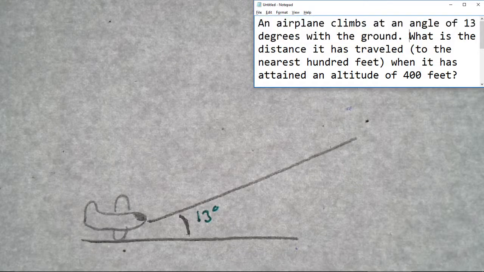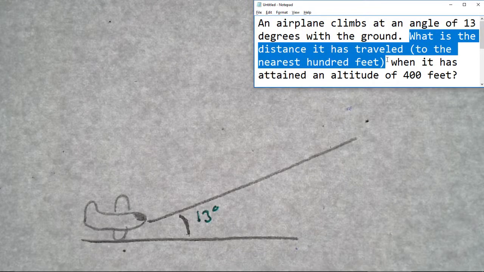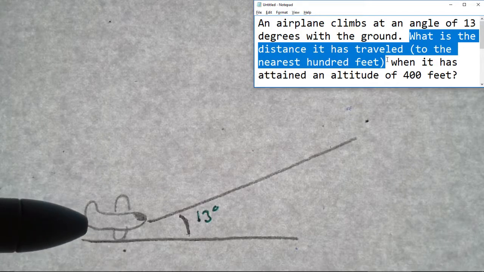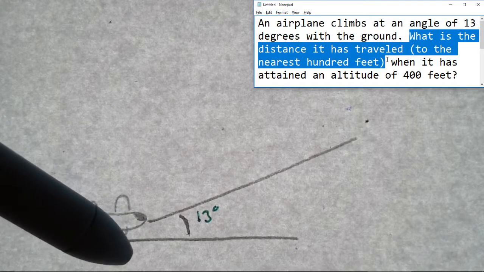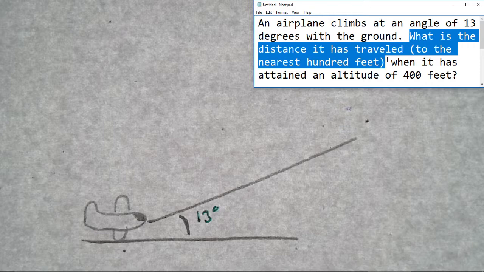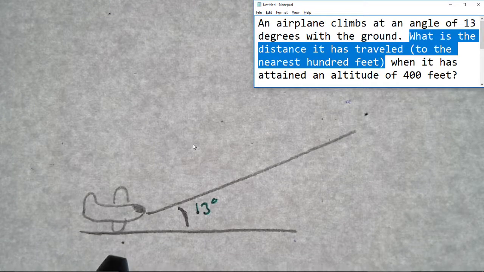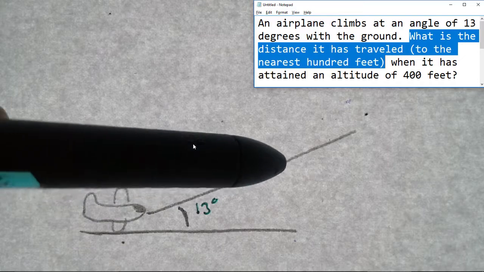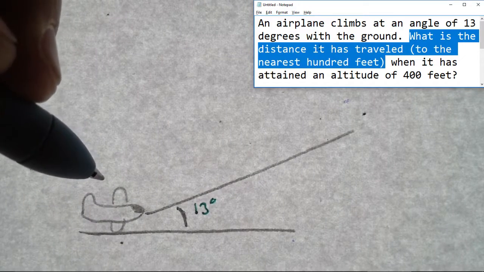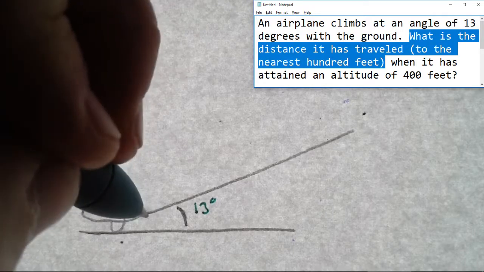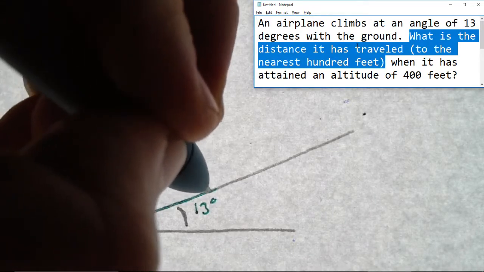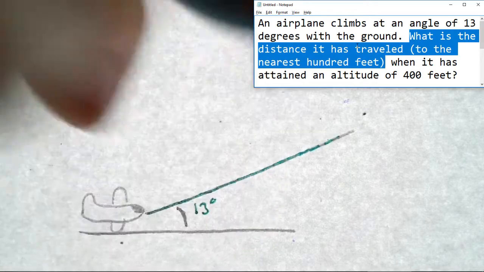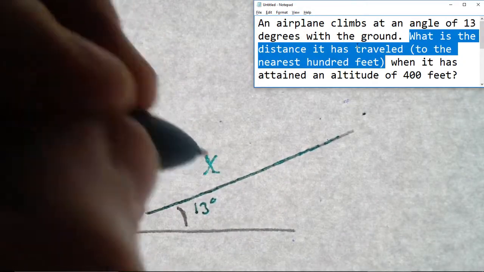What is the distance traveled to the nearest feet? Let's take a look at that next little bit. What is the distance traveled? So the airplane, when it's flying, it's not flying along this bottom line over here. It doesn't travel along the ground, it's actually traveling along this line. So when it's asking what is the distance that my plane has traveled, it wants to know the distance along this line over here. And so if that's what I'm looking for, I will put X because that's what I want to know.